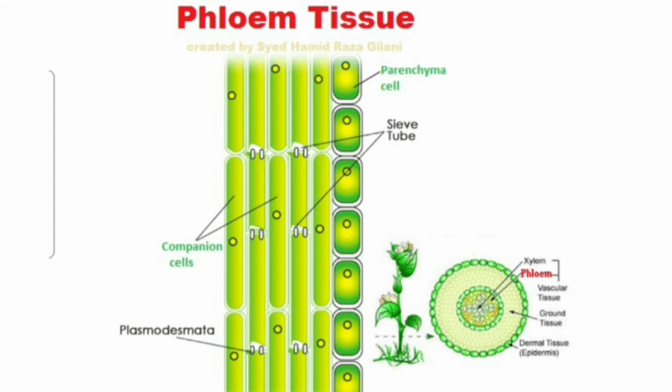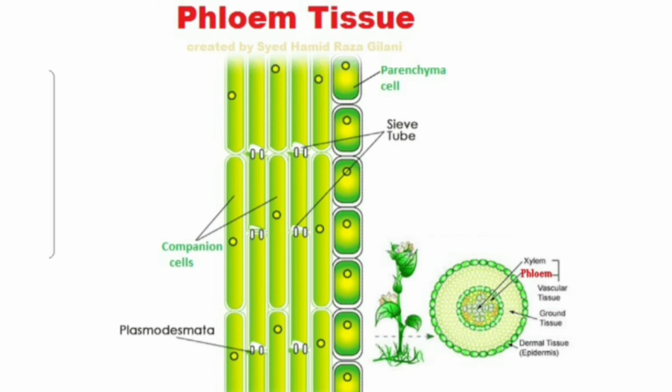First, the sieve tubes are elongated tubular cells placed end to end like tubes. Their end walls have minute pores and are called sieve plates. At maturity, sieve tubes lack nuclei and have very few organelles. This limits their function to just transporting the food materials.